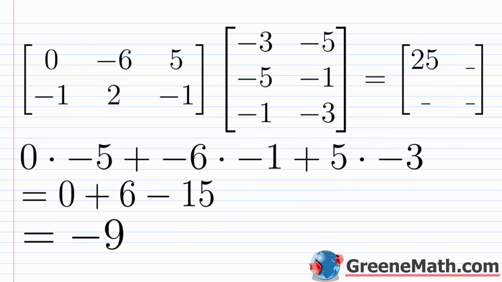Let's go down. And now let's work on this one. So that's going to be row 1, column 2. So you're working with this first row and this second column. Okay, let's go through and crank it out. So we're going to have 0 times negative 5. That's going to be this right here. So that's going to be 0.